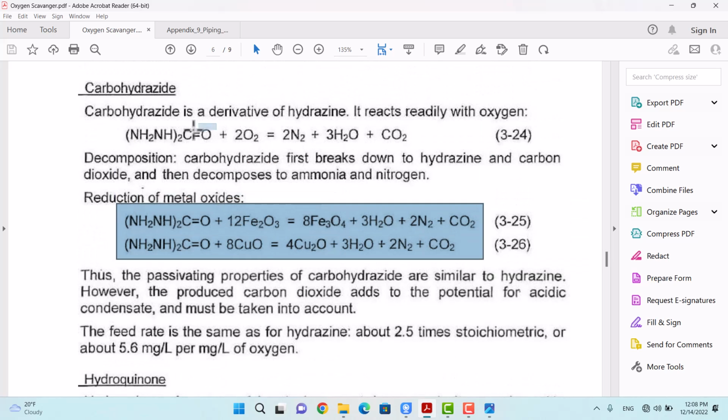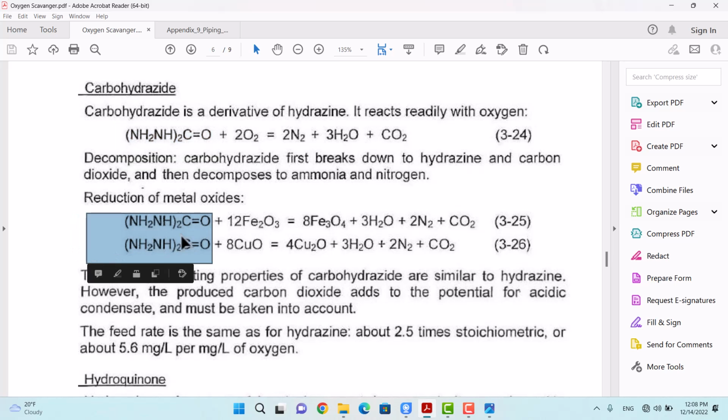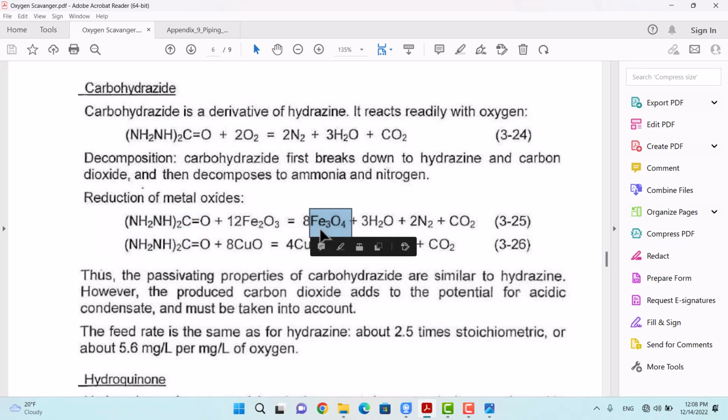This is carbohydrazide, and when some reduction of metal oxide happens here, this magnetite layer is formed. Thus, the passivating properties of carbohydrazide are similar to hydrazine. However, the produced carbon dioxide adds to the potential for acidic condensate and must be taken into account.